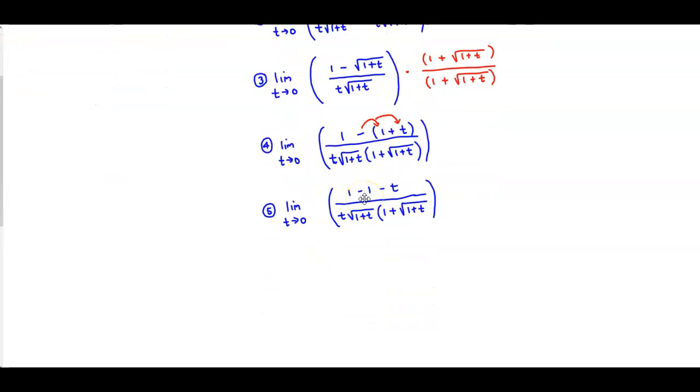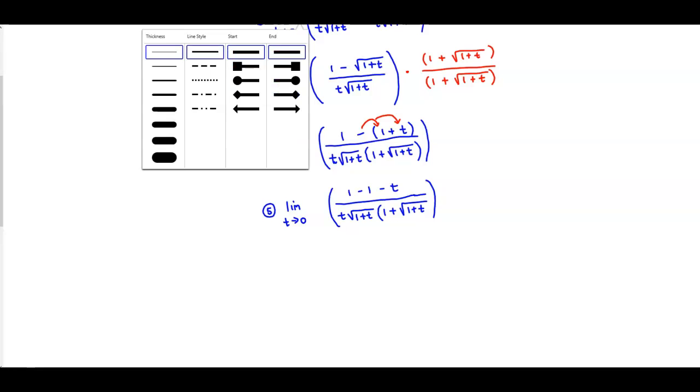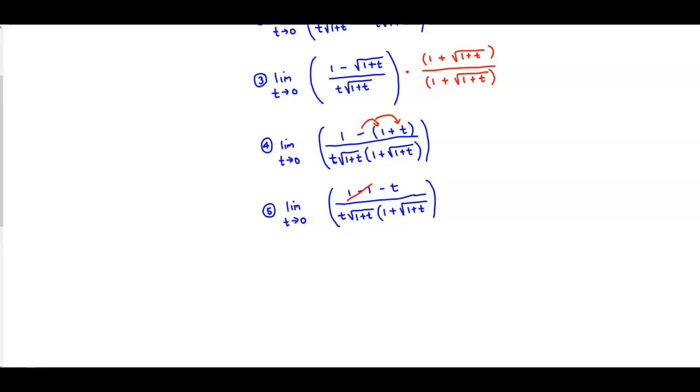So now if we combine like terms, in the numerator, 1 minus 1 is going to give us 0. So we have negative t left in the numerator, divided by t times the square root of 1 plus t times 1 plus the square root of 1 plus t. So now we can see that we can factor out this t, so we have 1 left in the numerator.